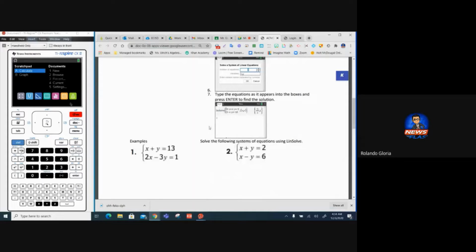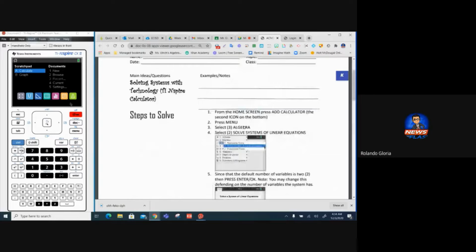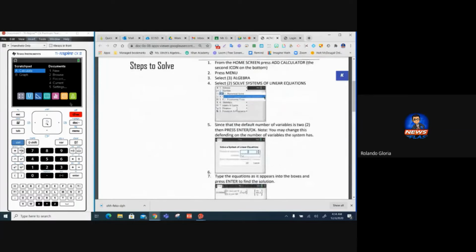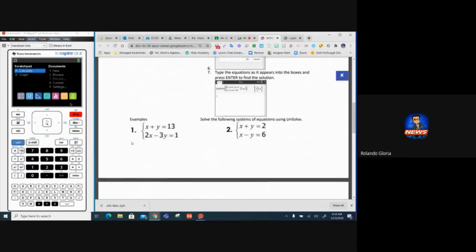But what I'm going to do today is demonstrate how the steps should be done using the TI Nspire calculator. Okay, let's look at example number 1 here. The system x plus y equals 13 and 2x minus 3y equals 1.